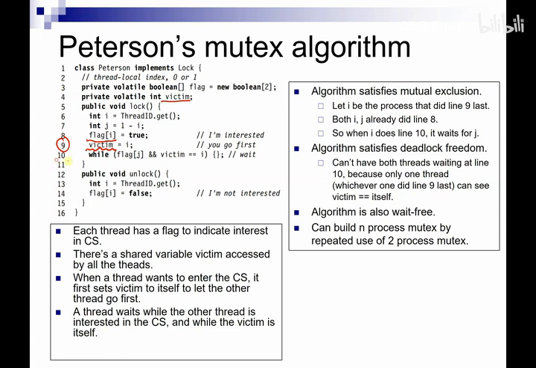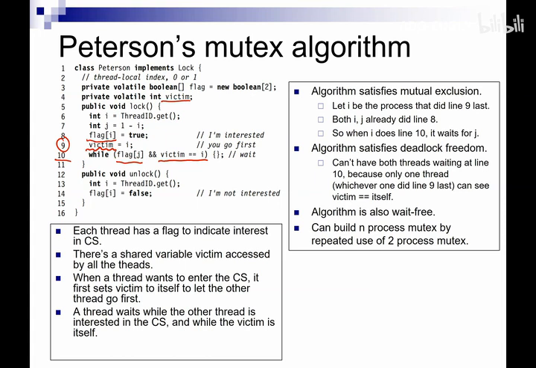So how do we decide who goes in? We're again going to look for the other guy's flag. If the other guy's flag is raised, so he wants to go into the critical section, and victim equals I, meaning I'm going to wait for the other guy, then I will actually wait. So if I see you want to go in and the victim is myself, then I'll wait.